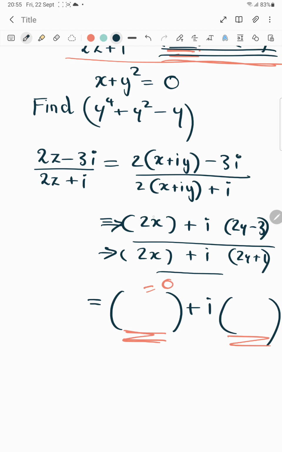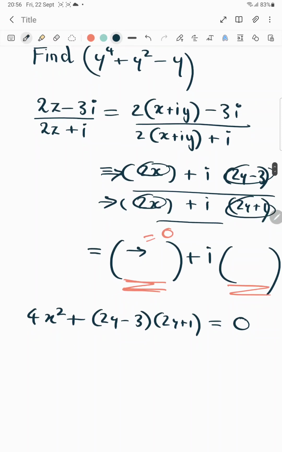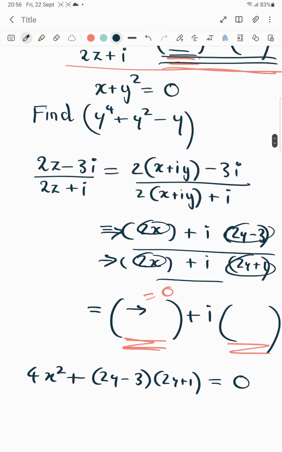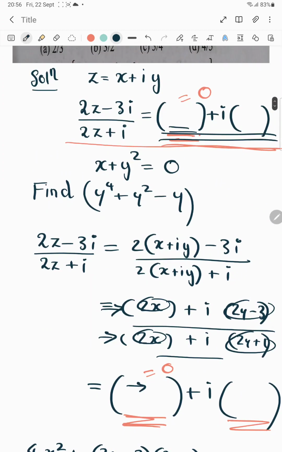So how do you find the numerator of the real part? When you divide this complex number by this complex number, it will come out as 2x into 2x, which is 4x square, plus (2y minus 3) into (2y plus 1). This is going to be the numerator of the real part, and as per the information, that would have to be 0. Along with this, we also have x plus y square equal to 0. So now this is like a plain algebra question. We have this, and you have to find out this.